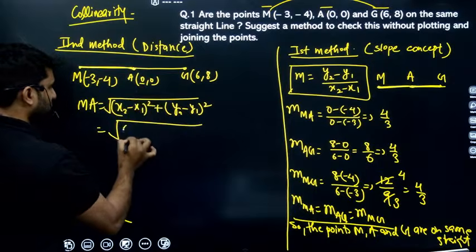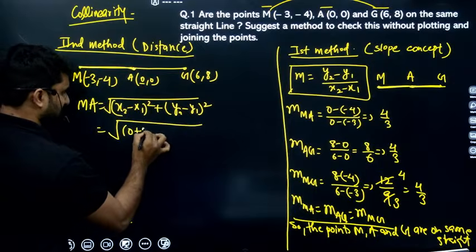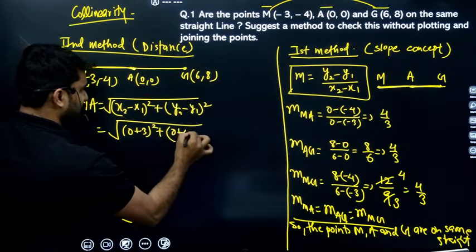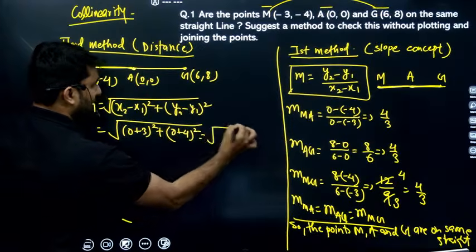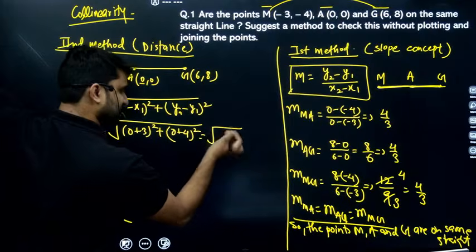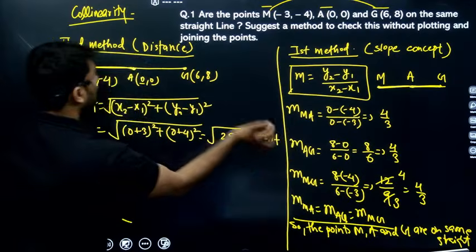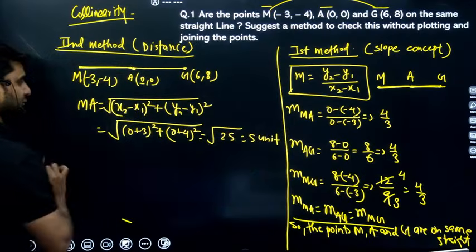For x2 we have 0. So 0 minus minus 3 will become plus 3, whole square, plus 0 minus 4, it will be 0 plus 4 whole square. So we have 3 square 9, 4 square 16. 16 plus 9 will be 25. So we have 5 units. So the distance of MA is equal to 5 units.